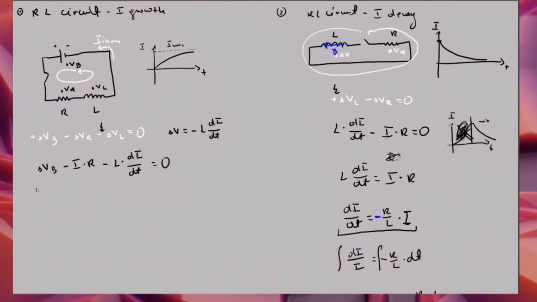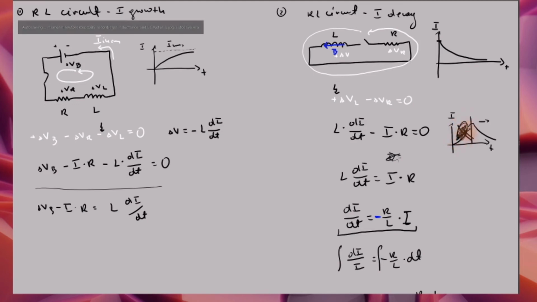So let's see what we can do with this one. When it comes to this one, what I'll do is, well, let's rearrange this whole thing so we can actually make some sense out of it. So delta VB minus I times R equals L di dt. And we're not going to pull any tricks on this equation. There's no need, because this one we actually want to consider the whole picture without getting rid of anything. Like in this one here, we're ignoring the initial spike in the current.